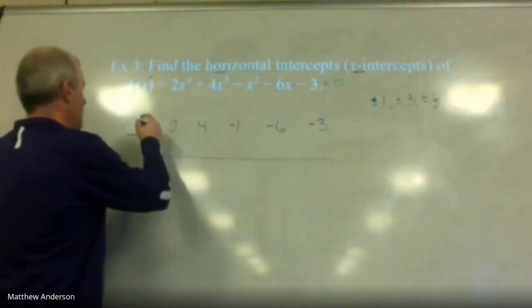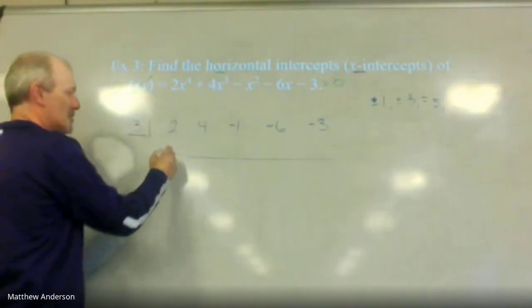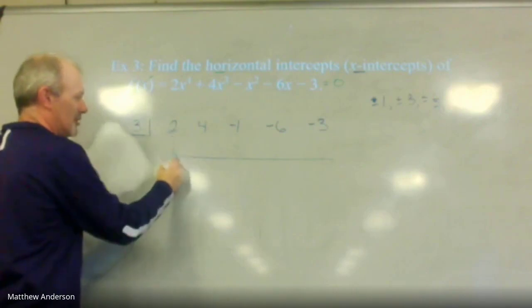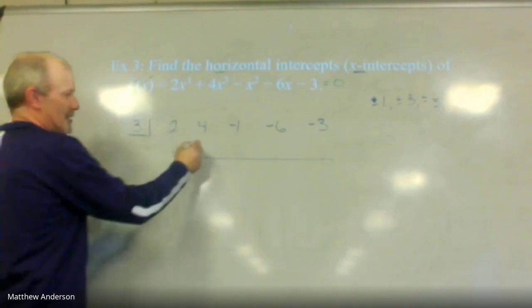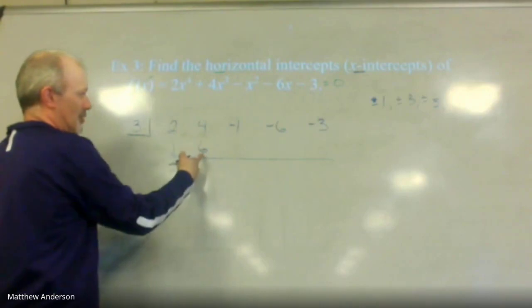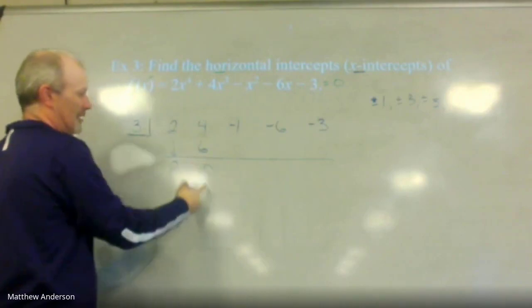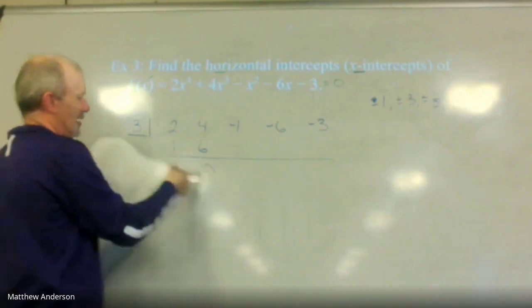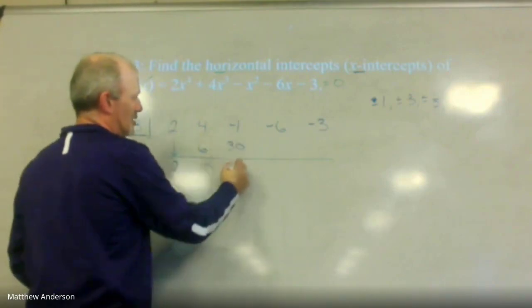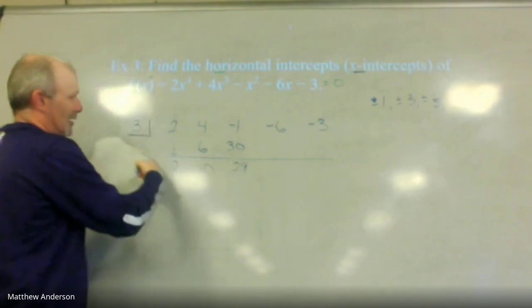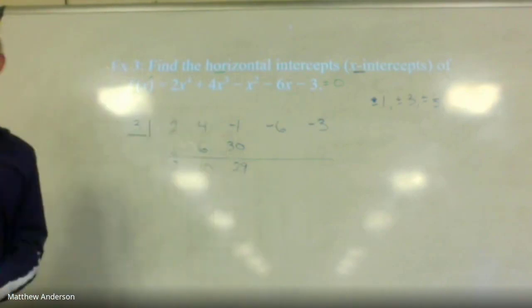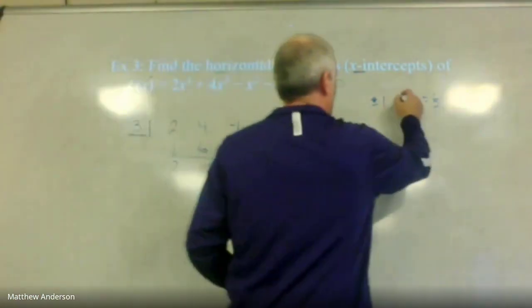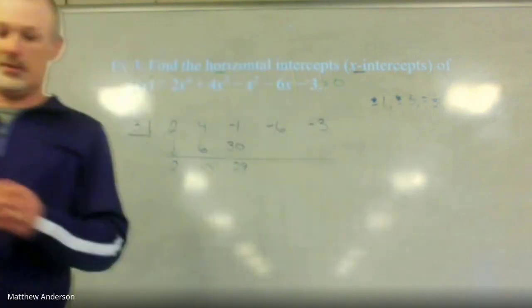So I'm going to go with 3. Remember the process. We bring down the 2. 2 times 3 is 6. 4 plus 6 is 10. This is going to be way too big. I can almost see that already, but let's double check. 3 times 10 is 30. 29. Yeah, okay, so this is going to be way too big. 3 is not going to work. So we're going to cross off positive 3 also.